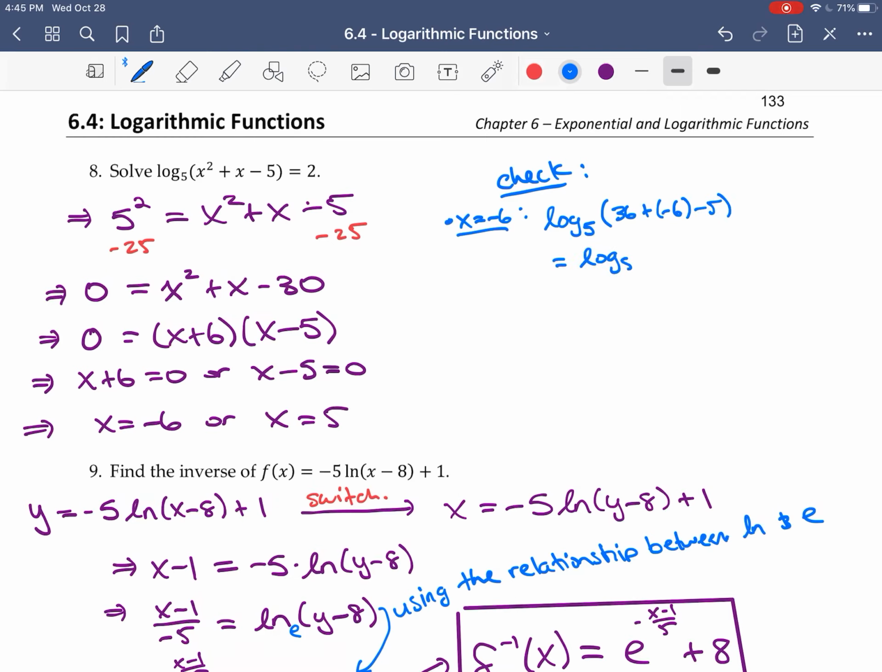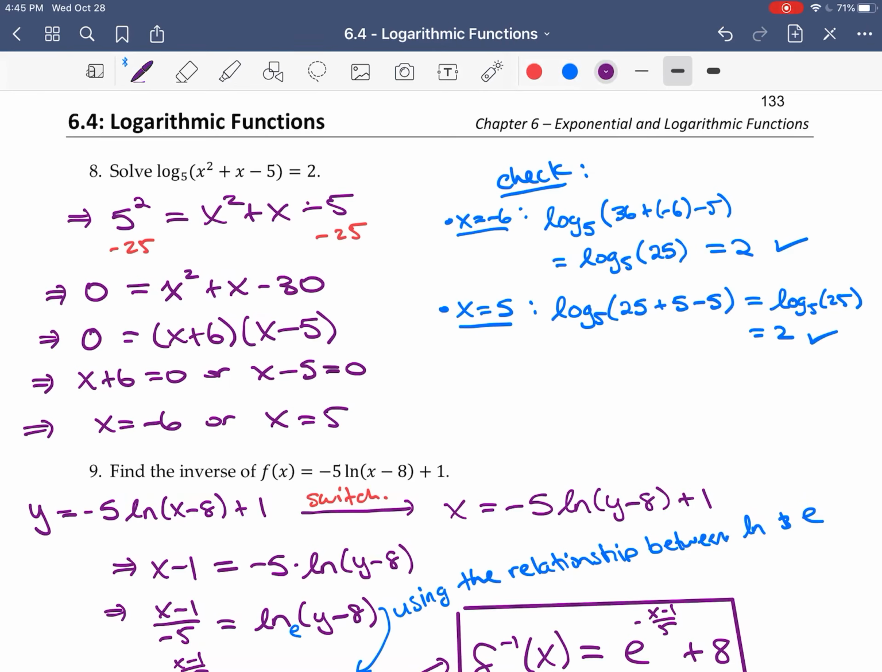So that's log base 5 of 36 minus 11, which is 25, and that is equal to 2 because 25 is 5 squared. Okay, so that one is a solution. Now if I plug in x equals 5, I have log base 5 of 25 plus 5 minus 5. So that's also log base 5 of 25, which is also 2. So that one works as well. So here we have two solutions. We could write our solution set as the set containing negative 6 and positive 5.